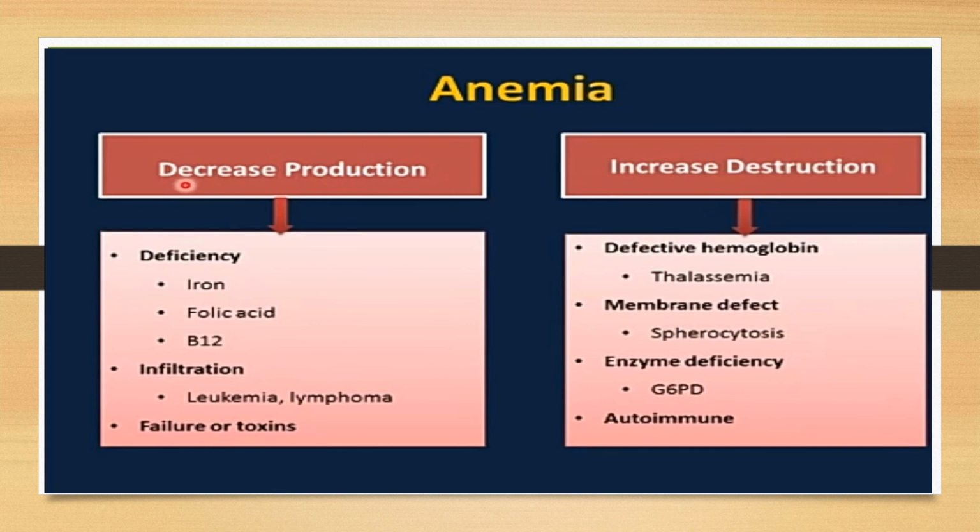For example, iron deficiency, folic acid deficiency, B12 deficiency can cause decreased production. And also infiltration due to leukemia, lymphoma, and also marrow failures, toxins, and different things can cause decreased production as a cause of anemia. Whereas anemia can be caused by increased destruction, for example, in the case of thalassemia, in the case of membrane defects like spherocytosis, enzyme deficiency like G6PD and pyruvate kinase deficiency, and also autoimmune disease can cause increased destruction of the RBC, and it causes anemia.